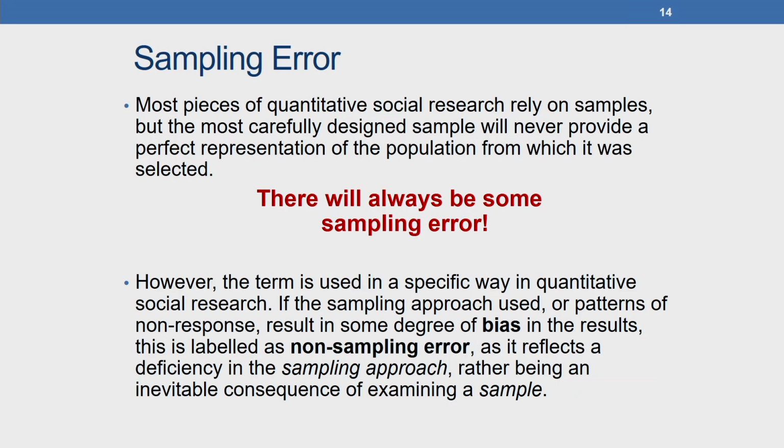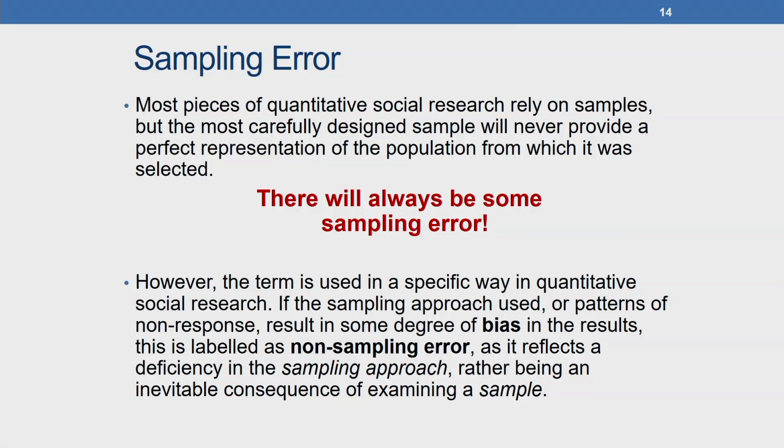Before moving on to random samples, let us also spend a little time on sampling error. Often when we are presenting our results from the sample, and discussing our sample statistics, there is also mention made of sampling error. So, what is sampling error and why is reporting sampling error also important? Most pieces of quantitative social research, as we now know, rely on samples, but the most carefully designed sample will never provide a perfect representation of the population from which it is selected. There will be some amount of error.